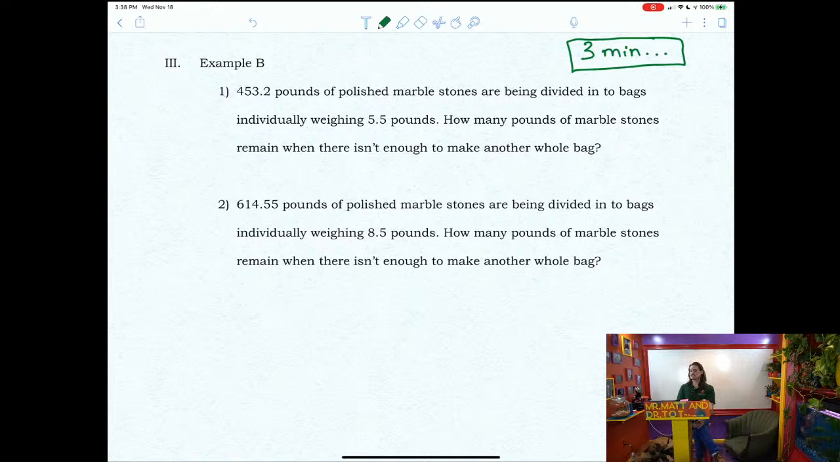The first question says 453.2 pounds of polished marble stones are being divided into bags individually weighing 5.5 pounds. How many pounds of marble stones remain when there isn't enough to make another whole bag? And the second question, 614.55 pounds of polished marble stones are being divided into bags individually weighing 8.5 pounds. How many pounds of marble stones remain when there isn't enough to make another whole bag? So I'll give you 3 minutes, and then I'll give you some hints.